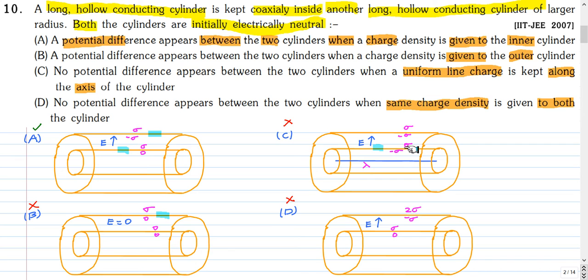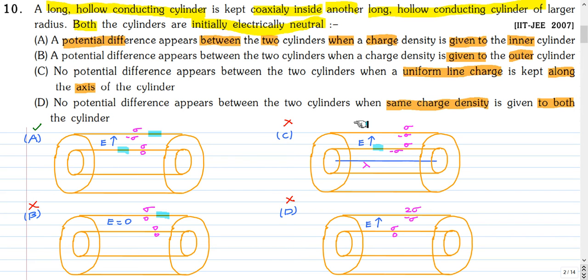So the outer surface will have plus sigma, so the net charge on this inner cylinder is zero, and this will induce a minus sigma on the inner surface of the outer cylinder, and there will be plus sigma on the outer surface of the outer cylinder. So there will be electric field between these two cylinders, and so there will be a potential difference. So option C is also not correct.